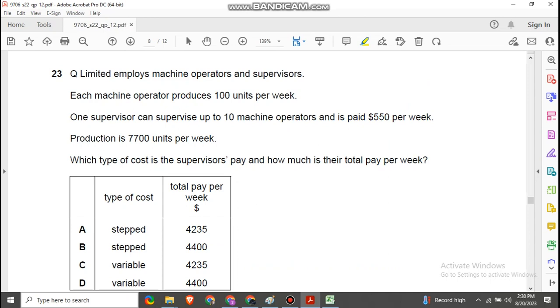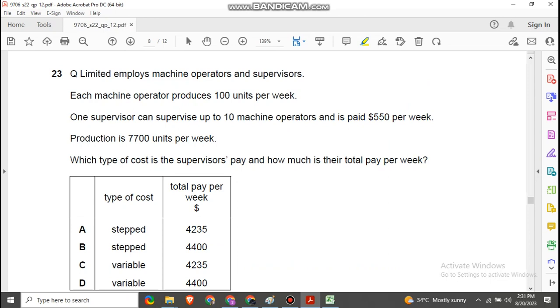Next question, question number 23. Q Limited employs machine operators and supervisors. Each machine operator produces 100 units per week. One supervisor can supervise up to 10 machine operators and is paid 550 per week. Production is 7,700 units per week. So which type of cost is the supervisor's pay, and how much is their total pay per week?